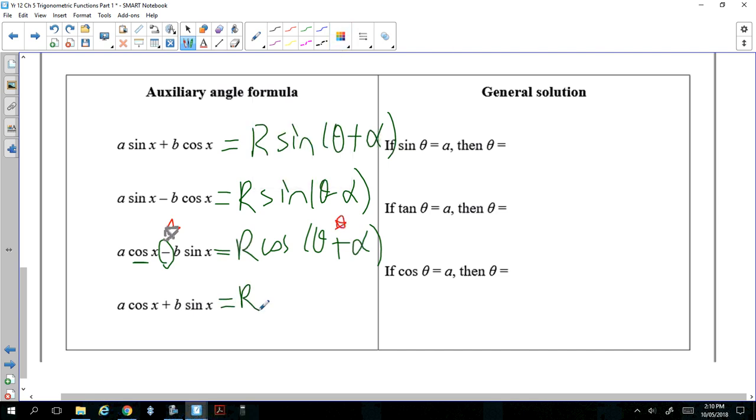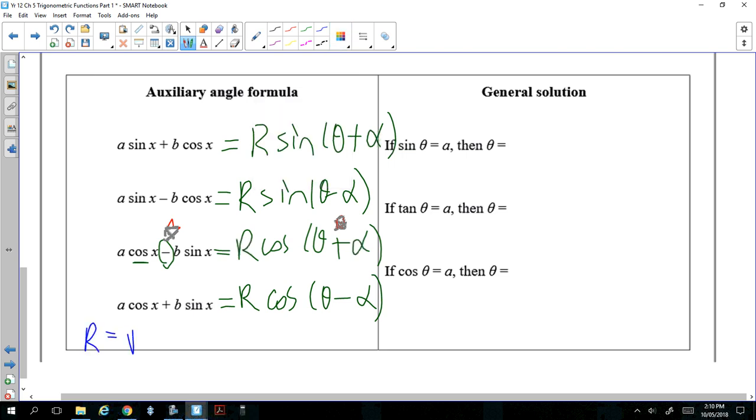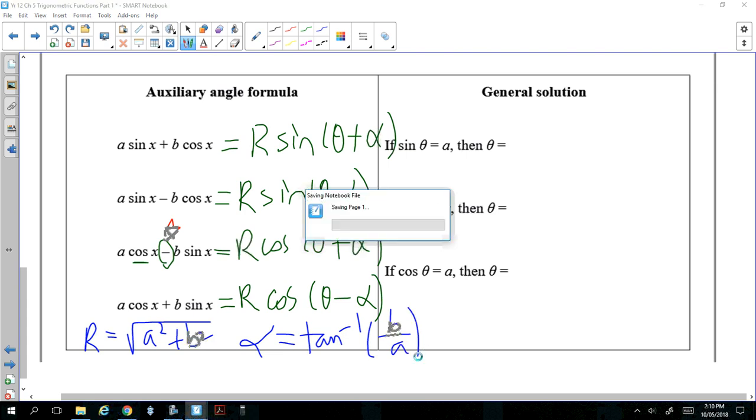In all 4 instances, there's a formula for r equal to the square root of a squared plus b squared. And to calculate alpha, you just do tan inverse of b over a. Auxiliary angle formula is useful when you have a sum of 2 terms, sine and cos, or cos and sine, which you can turn into 1 term, which can have applications in solving trigonometry equations as well as curve sketching.